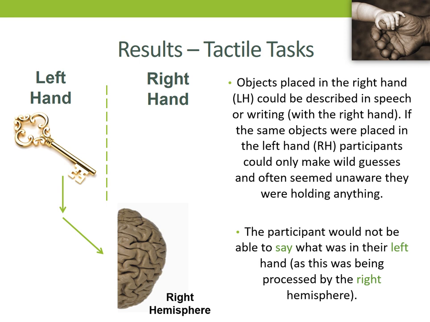Because again, I can't use language from that right hemisphere. So I can't articulate what's there. So the participant would not be able to say what was in their left hand as this was being processed by the right hemisphere. So I couldn't at this point say that I've got a key.